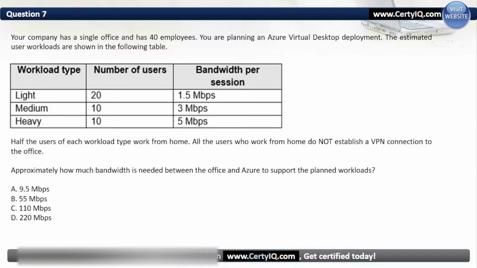Question 7. Your company has a single office and has 40 employees. You are planning an Azure Virtual Desktop deployment. The estimated user workloads are shown in the following table. Half the users of each workload type work from home. All the users who work from home do not establish a VPN connection to the office. Approximately how much bandwidth is needed between the office and Azure to support the planned workloads?